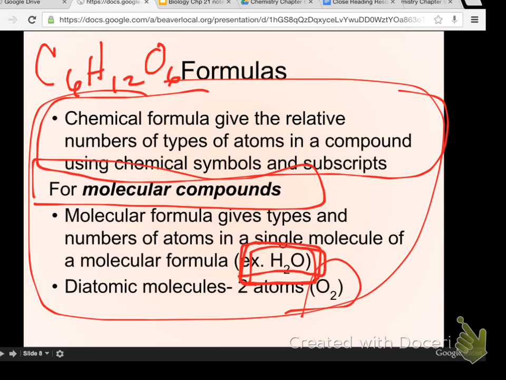And you should have used chemical compounds in physical science. You probably used chemical formulas. You probably did some formula writing. You probably balanced some equations, depending on who you had and when you had them. We're going to come back to these, but you should be aware that in a molecular compound, it's the actual count of atoms in a single molecule.